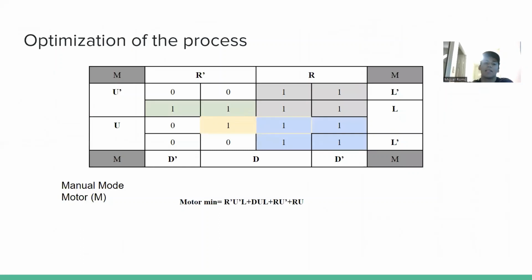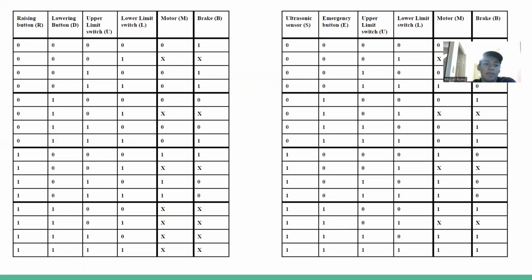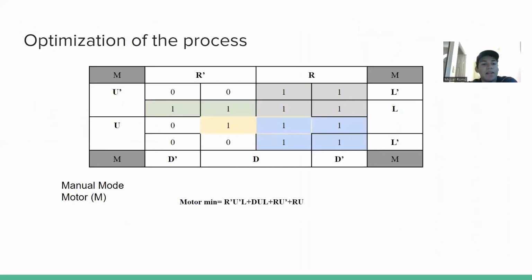But here is the next step to the solution. It's the optimization of the process. Having the answers of the truth table, the solutions, what I did first of all was put these solutions in a map of Carnot. In this map, I need to separate the values of the output variable. For example, in this case, the output variable is the motor in the manual mode. I did this, and when I had all the zeros and ones, what I need to do is to group.